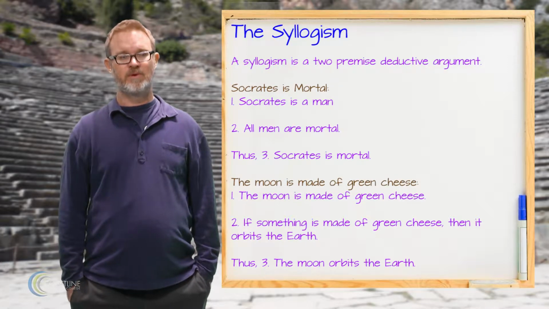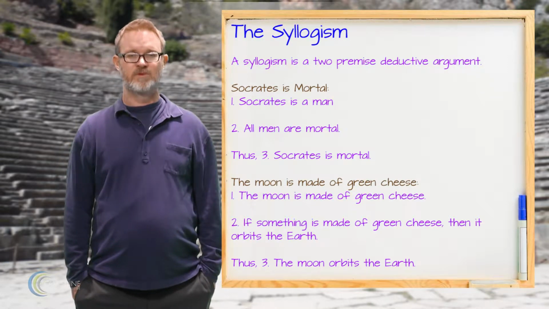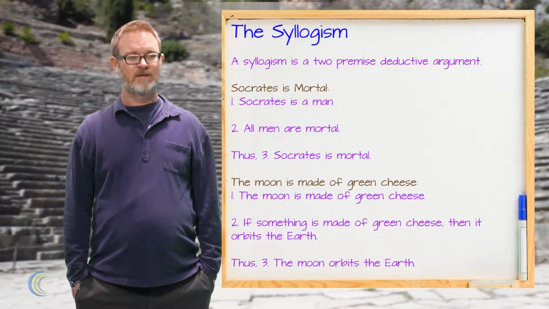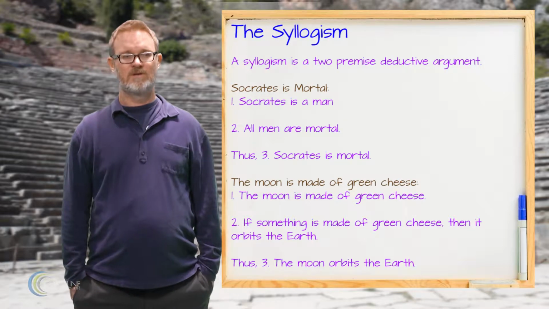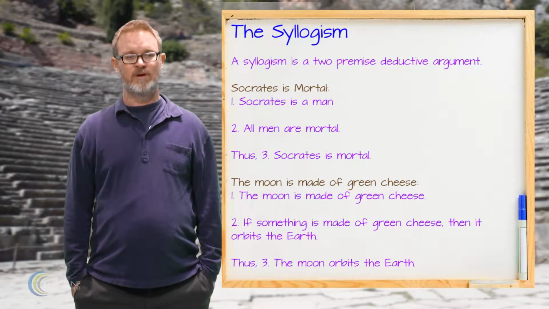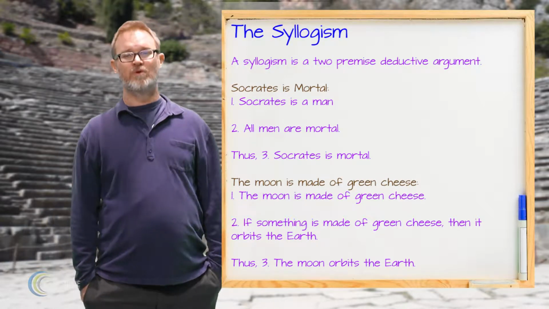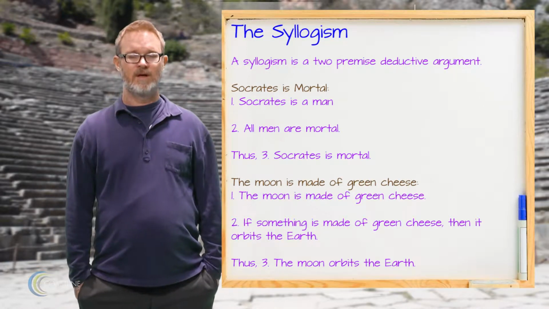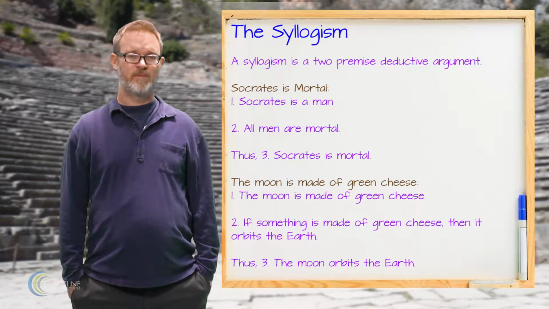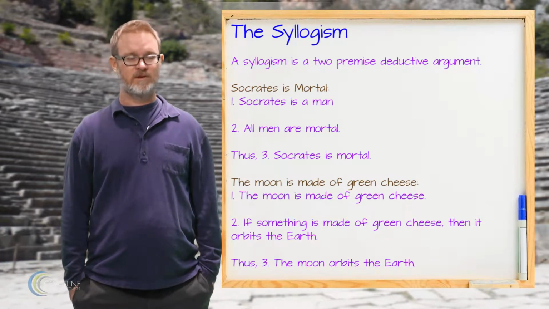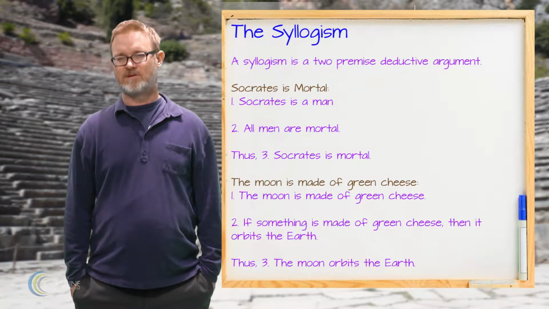Our next example is kind of absurd, I think, but nevertheless, it's valid and deductively so. Premise one is that the moon is made of green cheese, and two, something made of green cheese orbits the earth, and so therefore three, the moon orbits the earth. Again, that conclusion has to follow from the premises, so that's a deductive argument also. It has two premises, which makes it a syllogism.